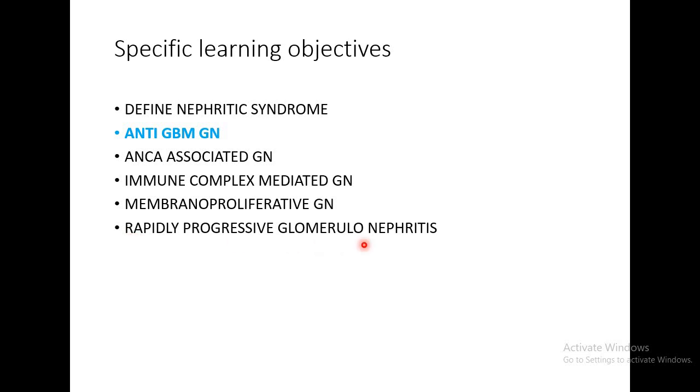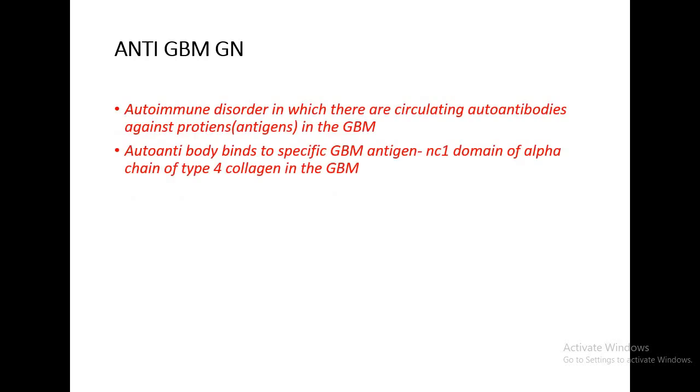See, this is not a disease in itself, but all of this, anti-GBM, ANCA associated, immune complex and membranoproliferative, will end up in this entity called rapidly progressive glomerulonephritis. So we'll start with anti-GBM.